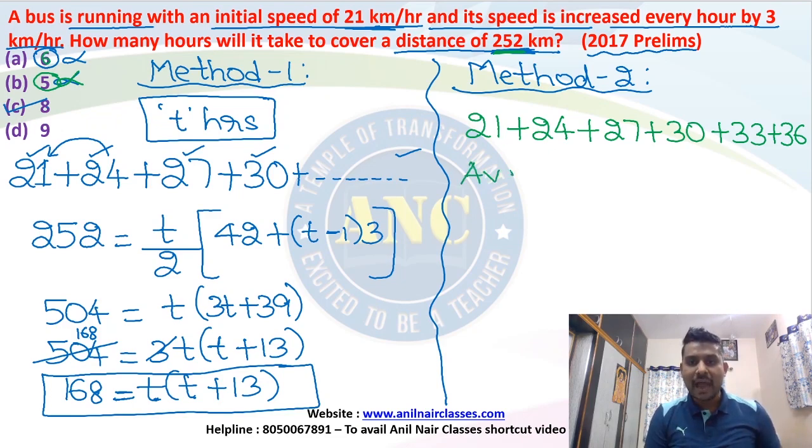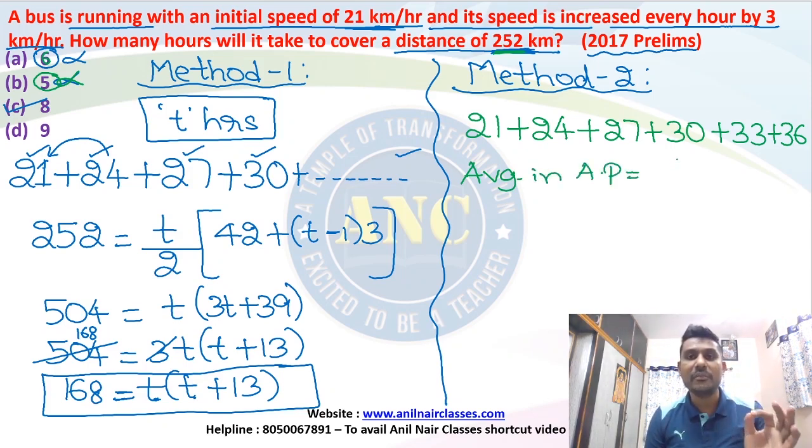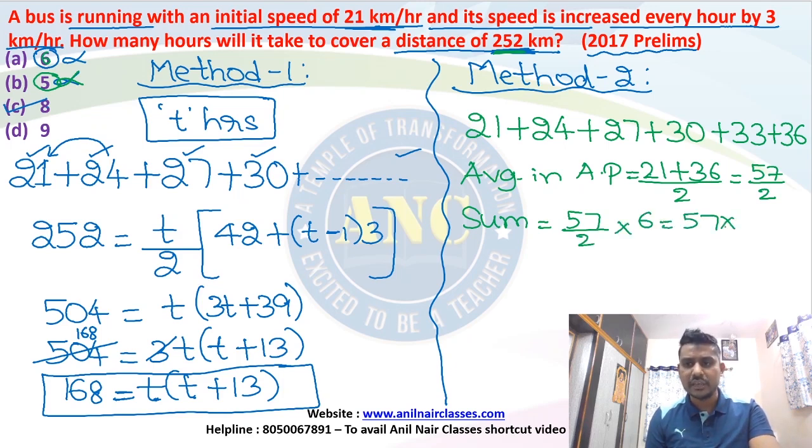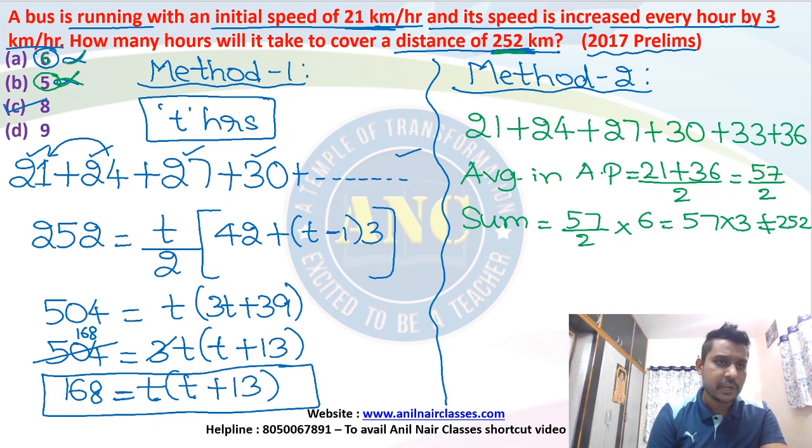We know that the average in an arithmetic progression is nothing but the first term plus the last term divided by 2. If there are 6 terms, the first term is 21 and the last term is 36, so it is 36 plus 21, which is 57 by 2. This is the average, but I want the sum. Sum is nothing but average into number of terms. So 57 divided by 2 into 6 terms, so 57 into 3. Is it equal to 252? No, it is not equal once again. The first option is also ruled out.